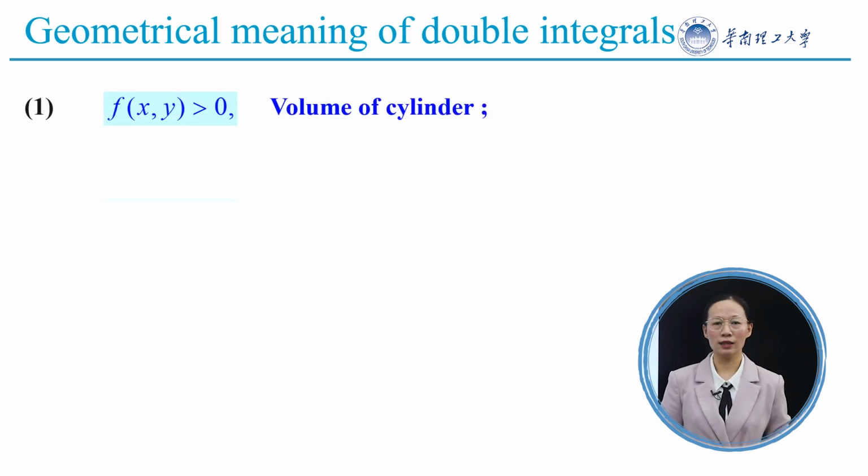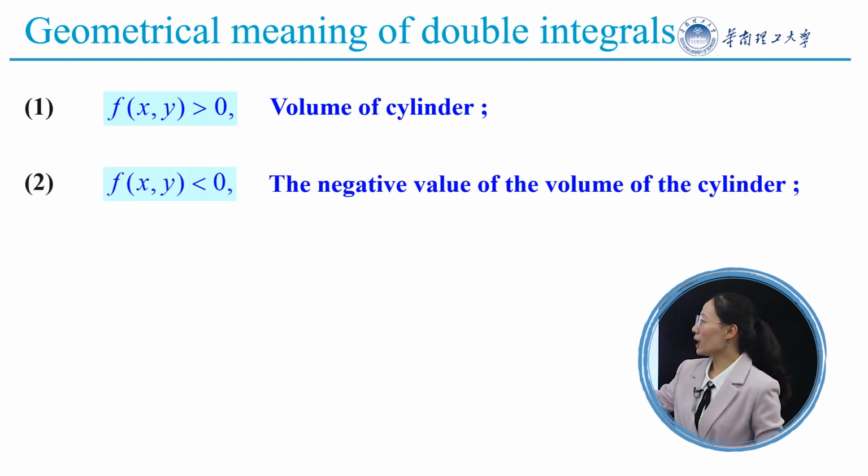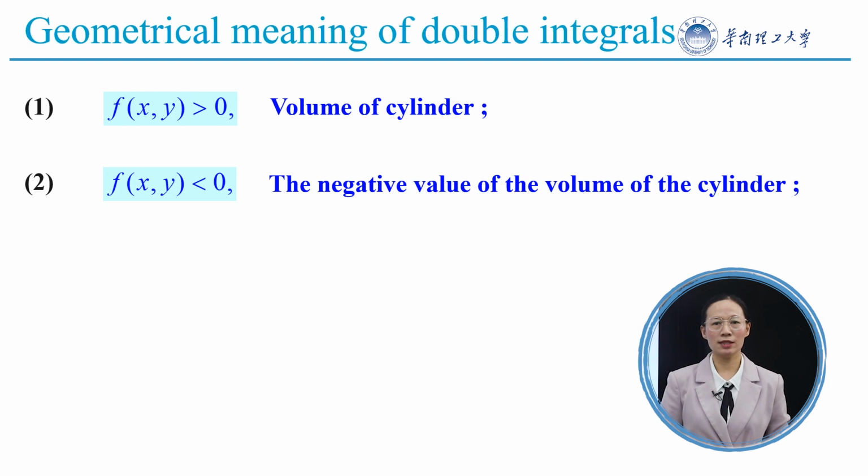If f(x,y) is greater than 0, the double integral of f(x,y) on D represents the volume of the curved-top cylinder below the surface z equals f(x,y) and above the region D. If f(x,y) is less than 0, the double integral of f(x,y) on D represents the negative value of the volume of the curved-top cylinder.